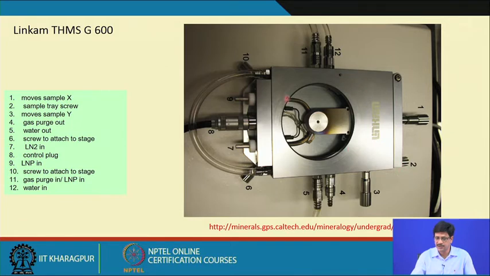So there are these kinds of systems here. As you can see here, the sample chamber can be moved in the x and y direction from the knobs which are shown here as 1 and 3. This sample chamber can be opened for inserting the sample or taking it out, and this is connected to a platinum resistor which reads the temperature.